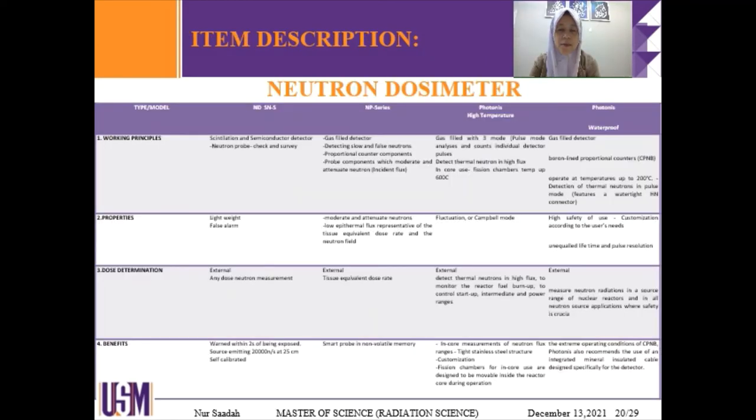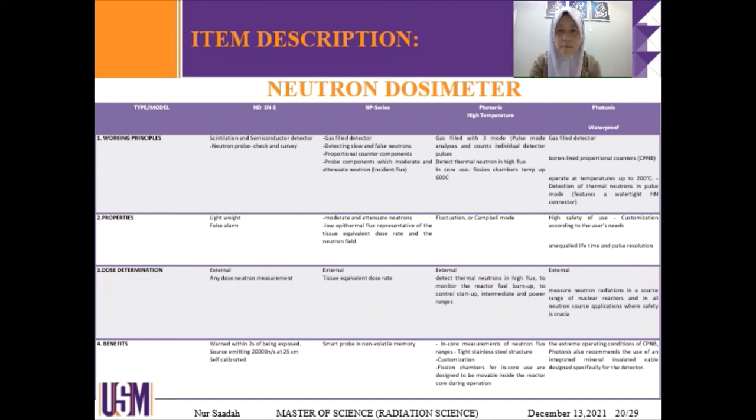Now I will explain the detectors one by one, from the principle to the properties, the dose determination, and also the benefit of every detector. Actually, I show you 11 detectors with the same function of detecting neutrons, but some tools have more benefits and some disadvantages.